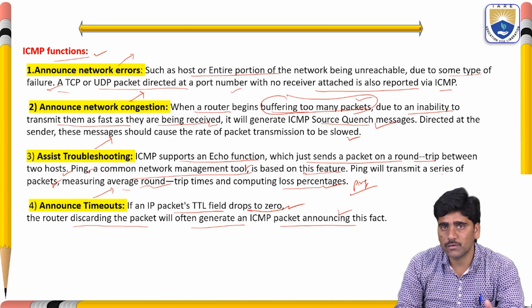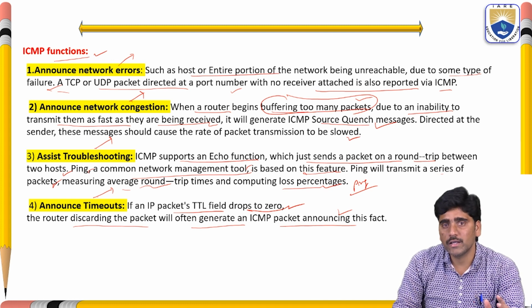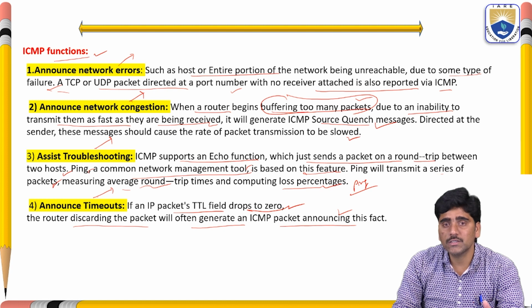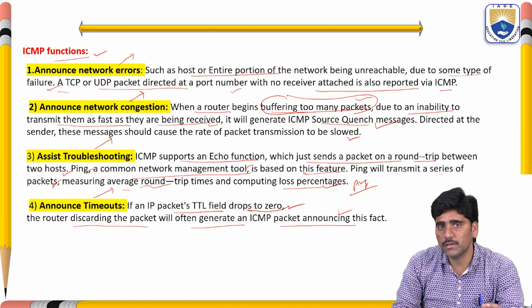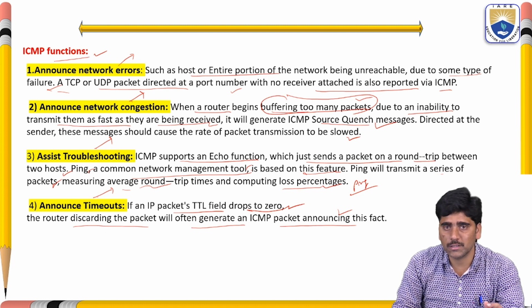And the last, ICMP functions: announcement of network errors, announcement of network congestion, assisting troubleshooting, and announcing timeouts. Based on these functions, the ICMP protocol displays different types of messages during network issues, data transmission issues, or host related issues. Based on the two types, ICMP displays error reporting or control messages, and query messages. So that's all about this ICMP introduction.